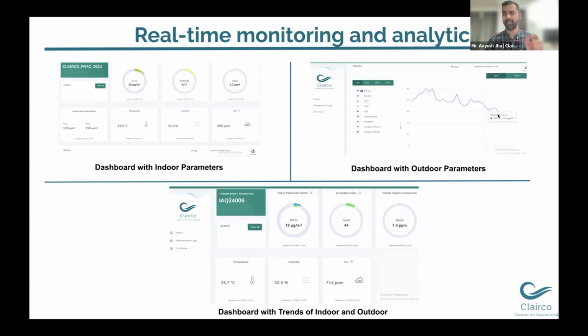This is one strong differentiation where Clareco has been able to bring in. We measure pressure as well, unlike most other OEMs where they do not measure pressure. Unless you have a positively pressurized building, the positive pressure can be very low, from 2 to 4 Pascal, right?